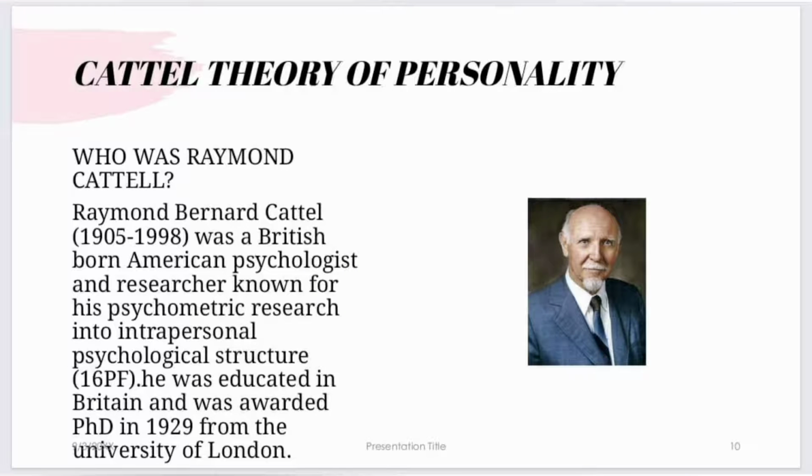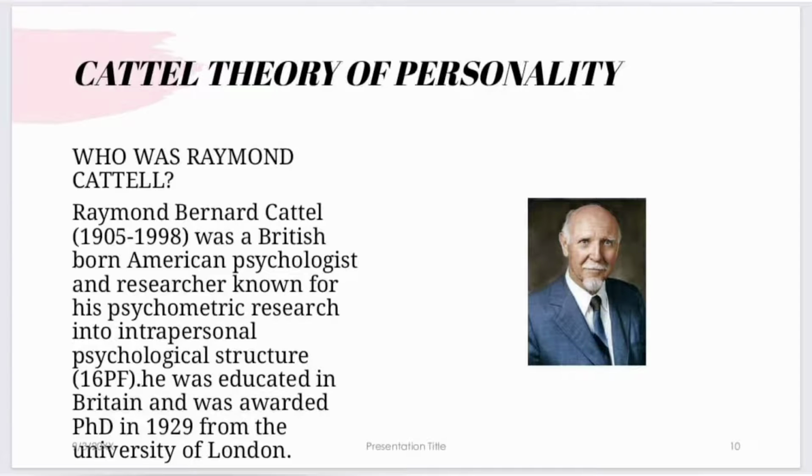Next, we will discuss Cattell's theory of personality. So, who was behind this theory? Raymond Bernard Cattell is his full name. He was born in the year 1905 and died in 1998. He was a British and American psychologist, known for his psychometric research into intrapersonal psychological structure. He was educated in Britain and was awarded a PhD in 1929 from the University of London.